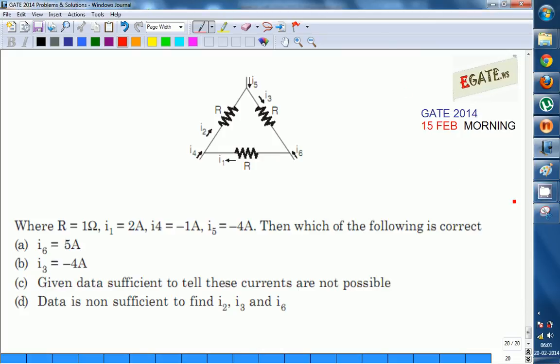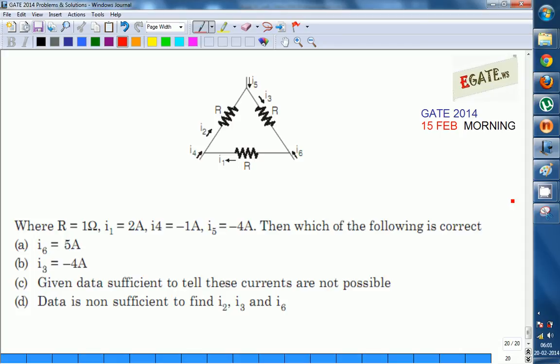Hello, we are discussing the GATE 2014 ECE paper, held on 15th February, morning session. Look at the diagram, which looks like a delta diagram, with the given conditions: currents and resistor values, where R is equal to 1 ohm, I1 is equal to 2 amperes, I4 is minus 1 ampere, I5 is minus 4 amperes. Then which of the following is correct? There are 4 options. You must find out the correct answer.